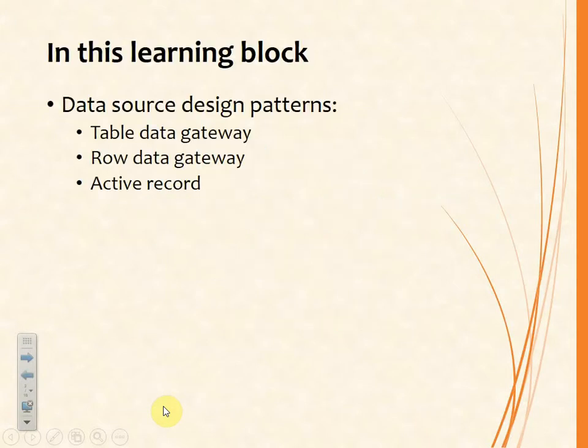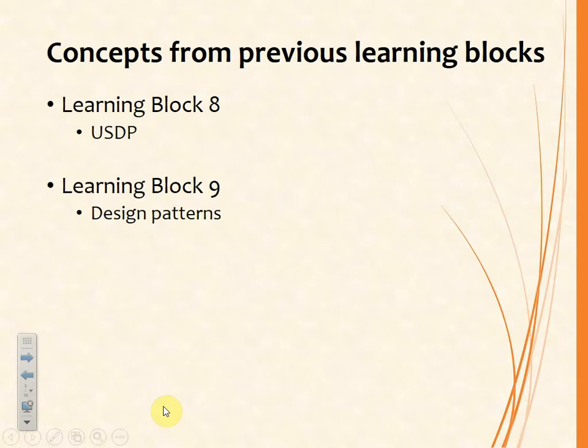In this learning block, we're going to look at 3 design patterns, all of them to do with data sources: the table data gateway, row data gateway, and active record. And for that, you'll need some concepts from previous learning blocks, the USDP, and what we talked about in the last learning block for design patterns. Unusually, we're not going to have to focus on the life cycle for JSF, which I think is possibly the very first learning block in which we've not had to think about that.